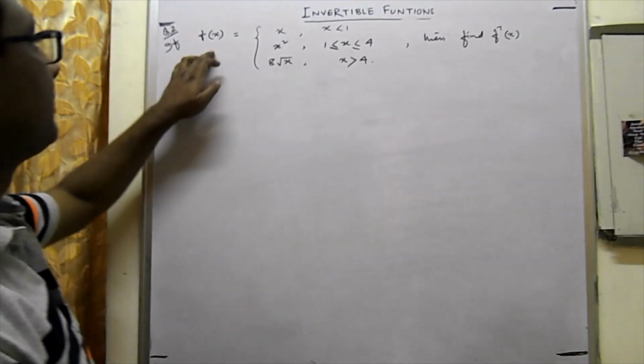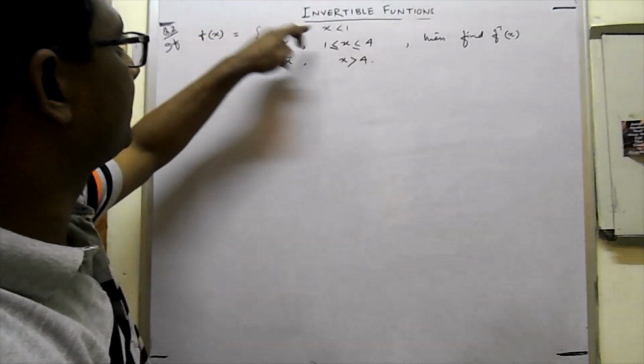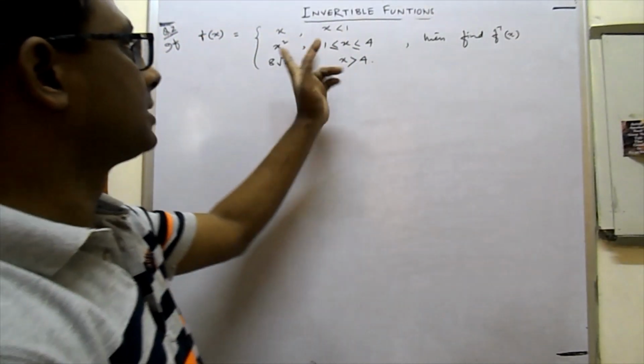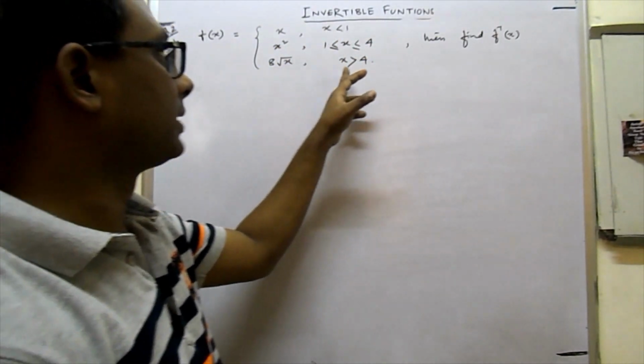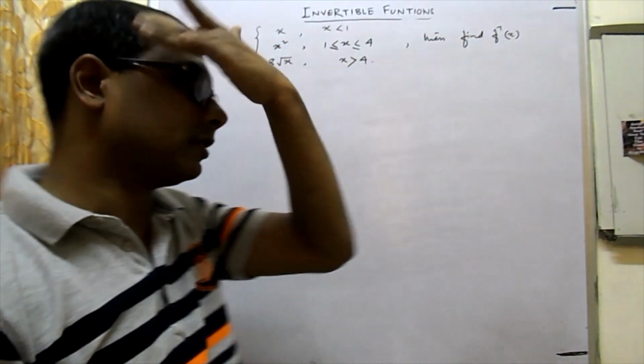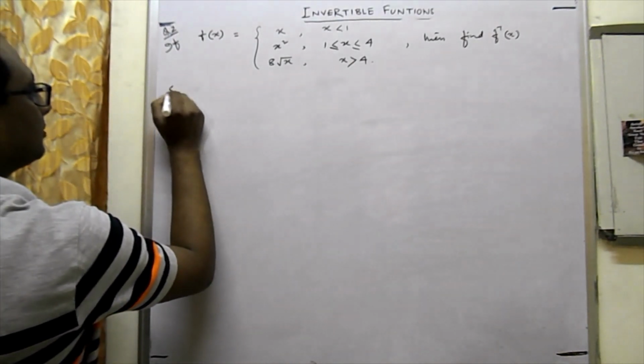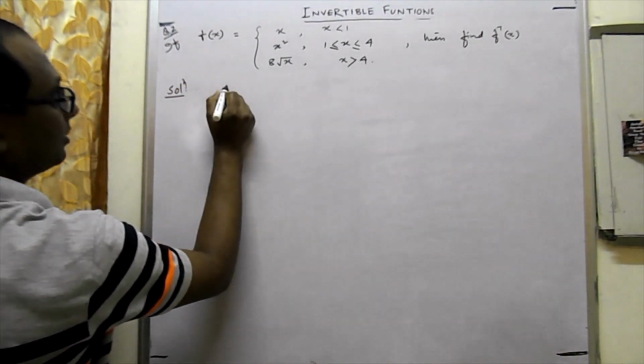Again, if f(x) is equal to x if x is less than 1, x squared if x is lying between 1 and 4, and 8 root x if x is greater than 4, then we have to find the inverse of f(x). The solution will go like this. We'll make 3 cases out of it.